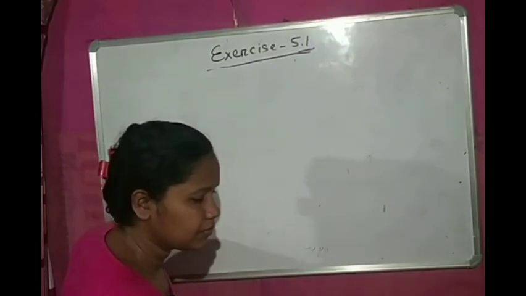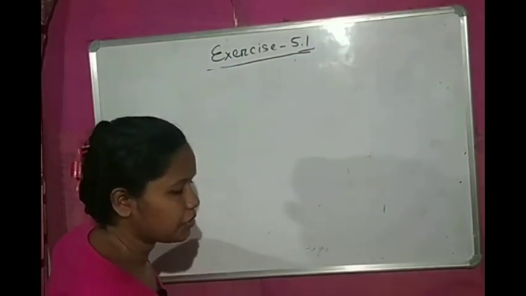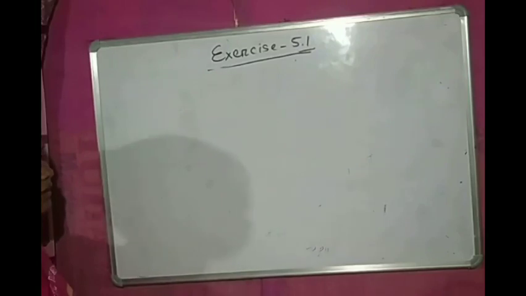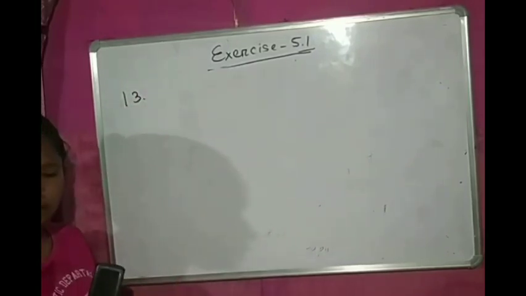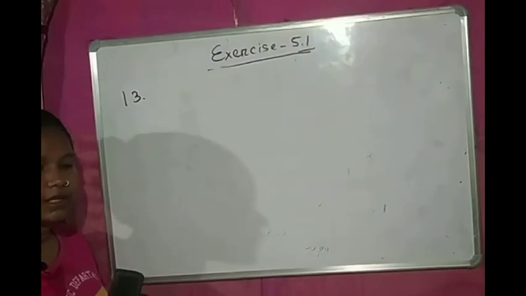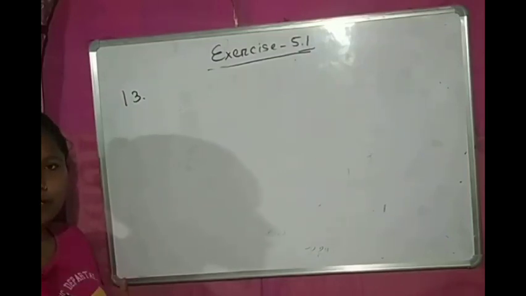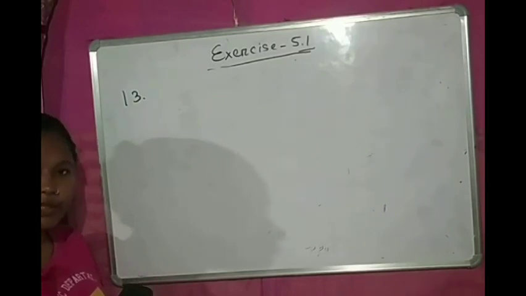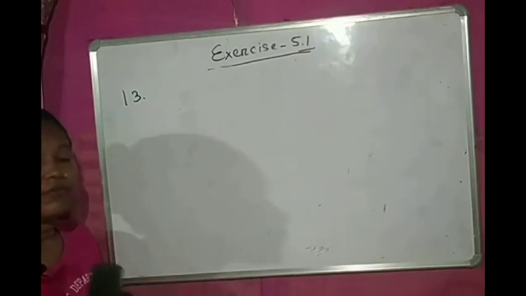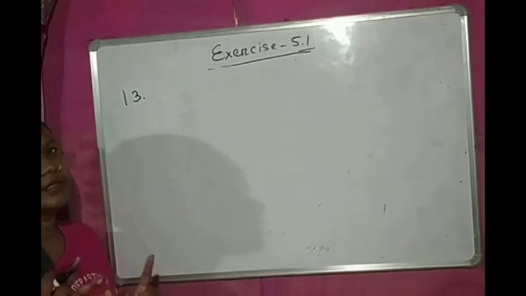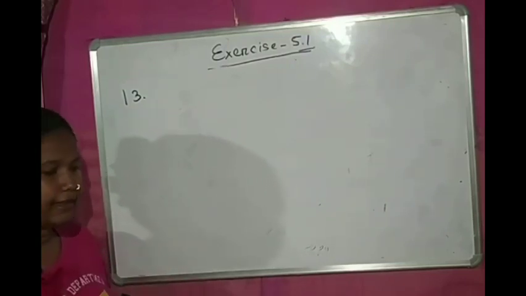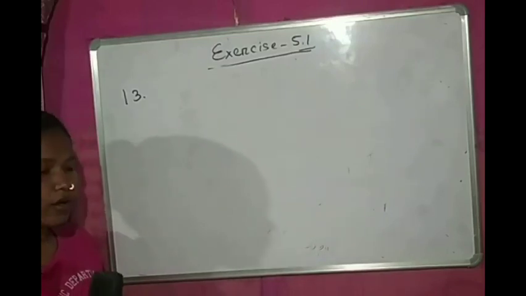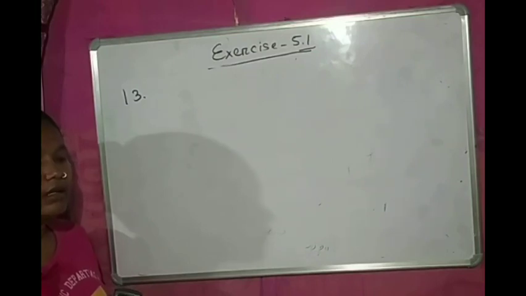Next we'll move to question number 13. What is given? Fill in the blanks. If two angles are complementary, then the sum of their measures is how much? 90 degrees. Then if two angles are supplementary, then the sum of their measures is how much? 180 degrees. Next, two angles forming a linear pair are what?